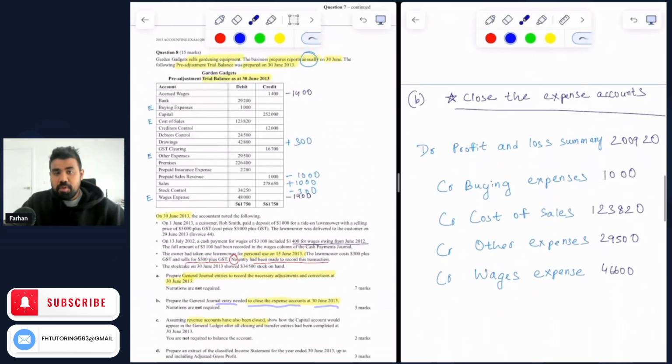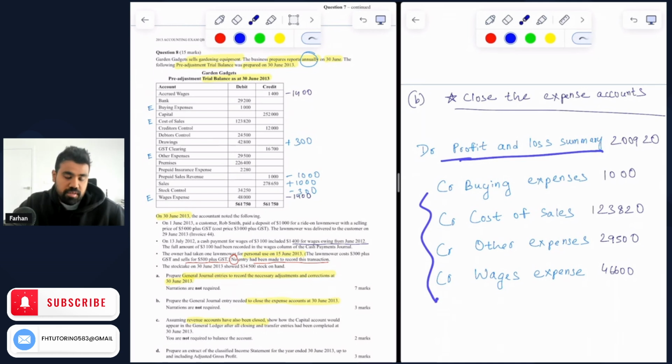When you close expense accounts, which are the temporary accounts of the business, the reason we close these accounts is because of the accrual basis accounting concept, which calculates profit based on the difference between revenues earned and expenses incurred. You debit the profit and loss summary always, and you credit all the expenses. So this is exactly how you close it. You can memorize this.